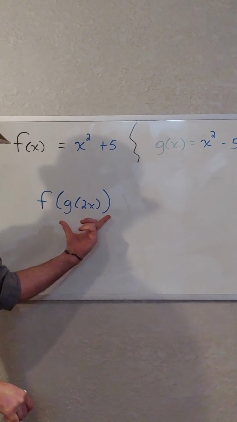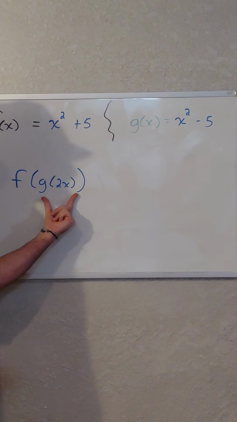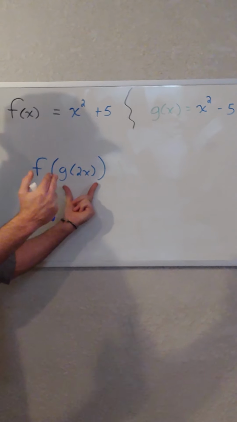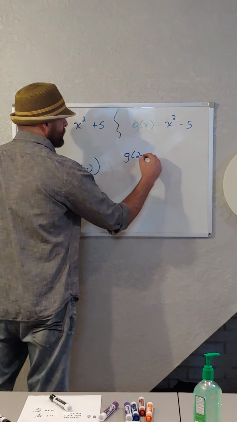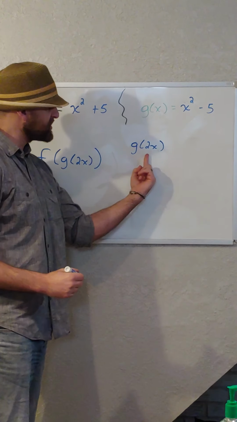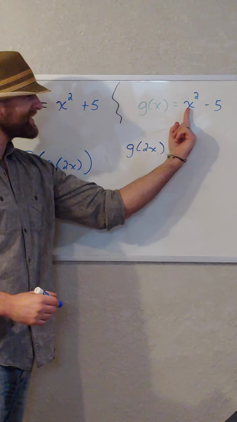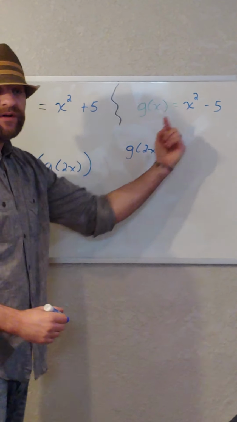Okay, so on this one, we see that we start with g of 2x, and we know we always have to start with the innermost parentheses. So we just did a problem that said g of 2, and when it said g of 2, we erased this x and we replaced it with a 2.